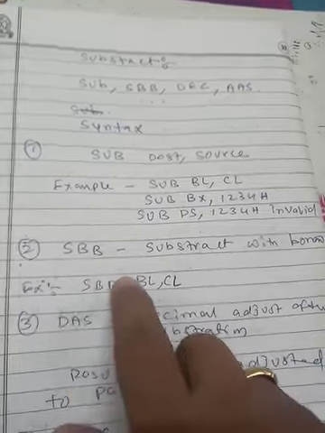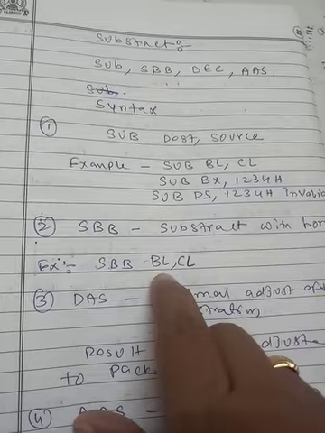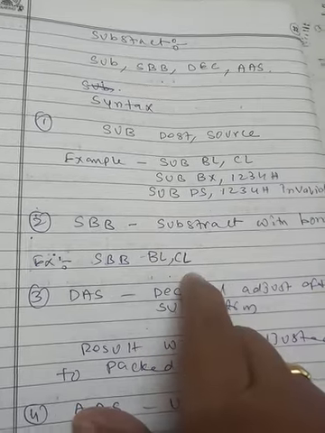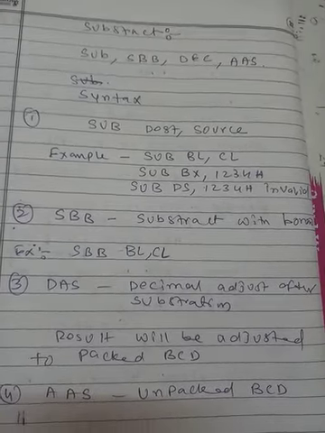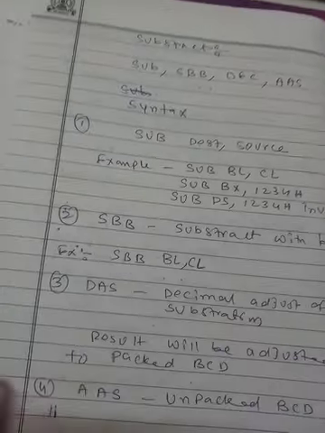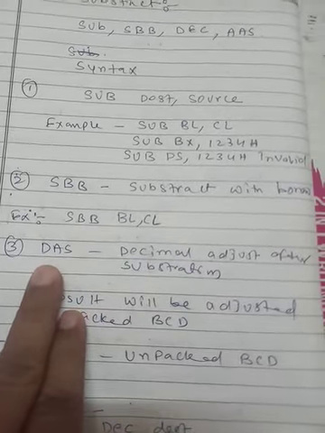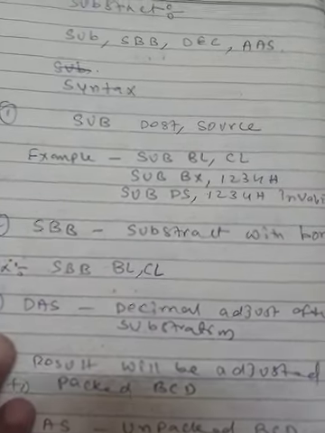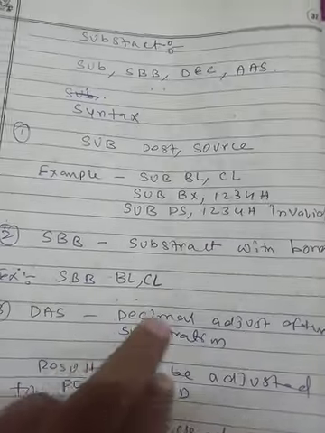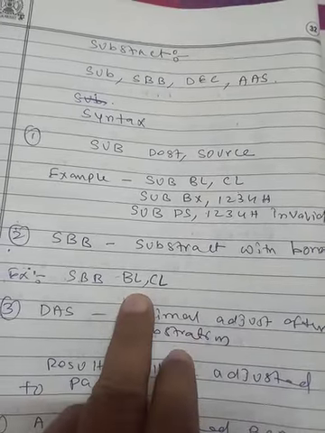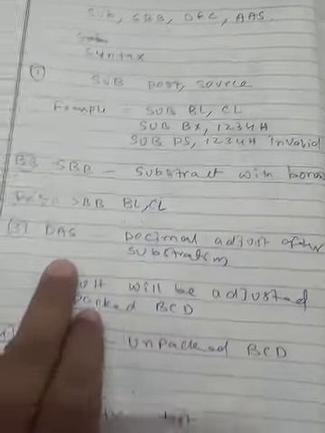So SBB, subtract with borrow. So this is BL and CL. We are using BL and CL. Example, how to use the subtract with borrow: SBB BL, comma CL. So one more, like a carry. Here the subtract instruction works by subtracting the content of CL from BL with borrow. Okay, so that is SBB, subtract with borrow.